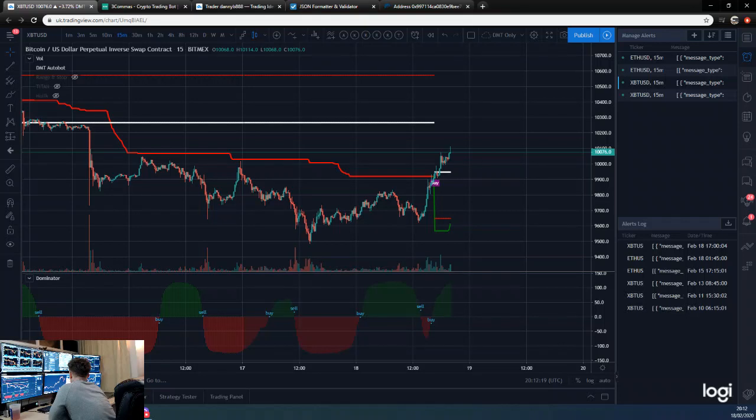I bought two levels today. I bought Ethereum at 266 and then 261, and then I got out of those at 270 and 275. So that was a good trade.